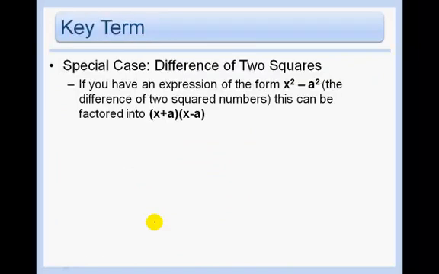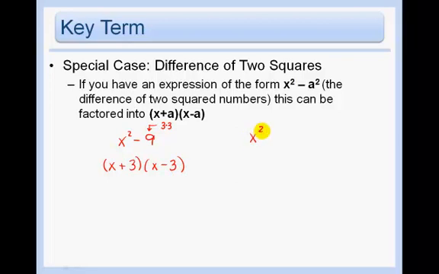There is a special case, and that's called the difference of two squares. If you have an expression of the form x squared minus a squared, the difference of two squared numbers, this can be factored into x plus a times x minus a. So let me give you an example. If I had x squared minus 9, you know 9 is 3 times 3. In other words, it's a squared number. So that would be factored into x plus 3, x minus 3.